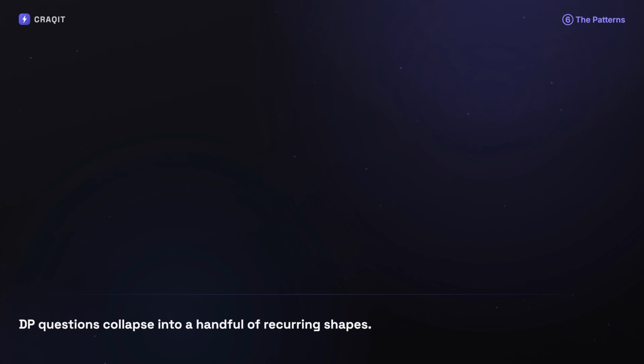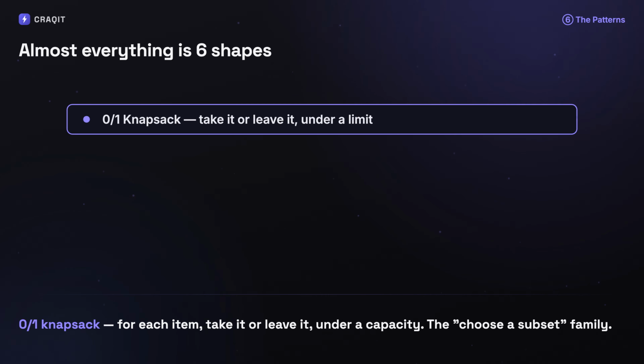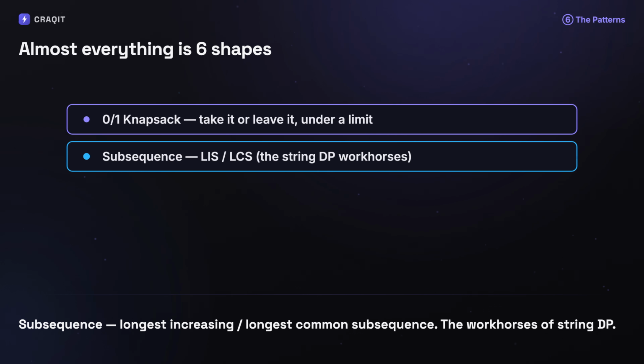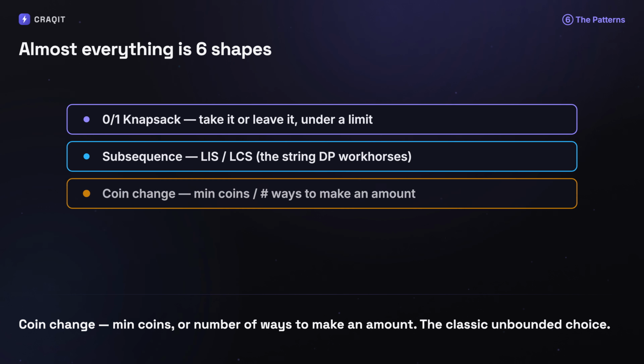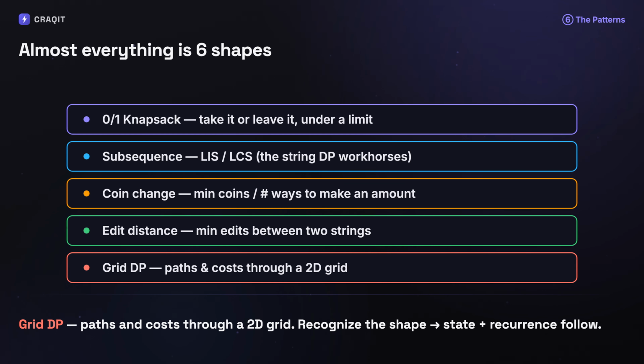Here's the reassuring part. The dynamic programming questions you'll actually face collapse into a small handful of recurring shapes, and once you know them, new problems look familiar. 0-1 knapsack. For each item, take it or leave it, under a capacity limit. The ancestor of a huge family of choose a subset problems. Subsequence problems: longest increasing subsequence, longest common subsequence between 2 strings, the workhorses of string DP. Coin change, minimum coins, or number of ways to make an amount, the classic unbounded choice. Edit distance, the minimum edits to turn one string into another, the thing behind spell checkers and diff tools. And grid dynamic programming, paths and costs through a 2-dimensional grid.